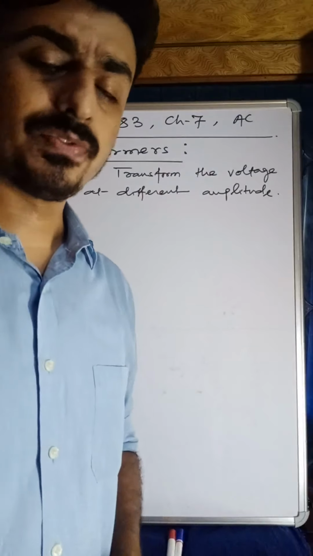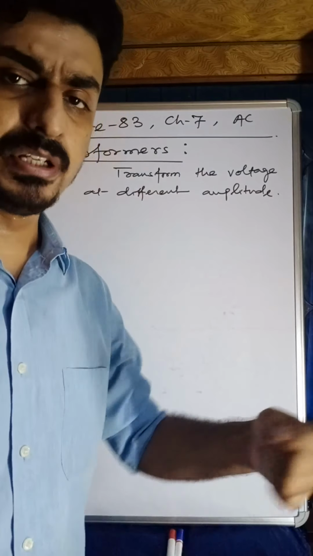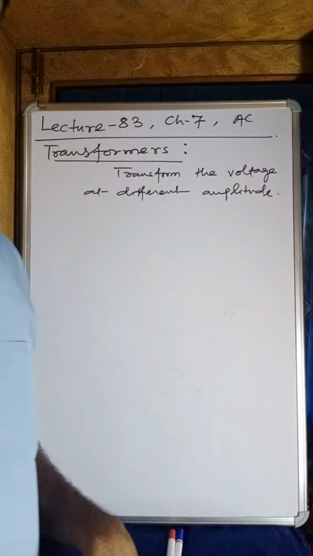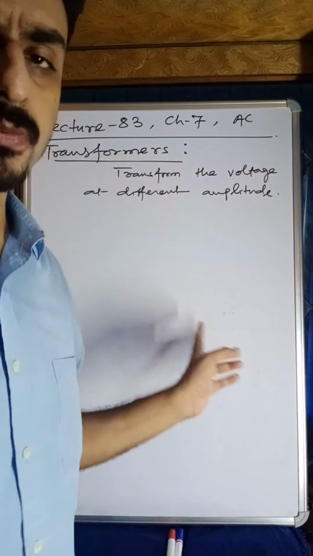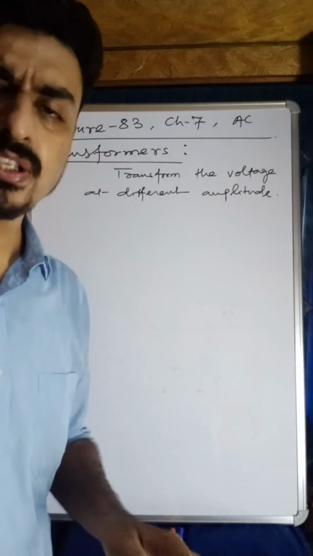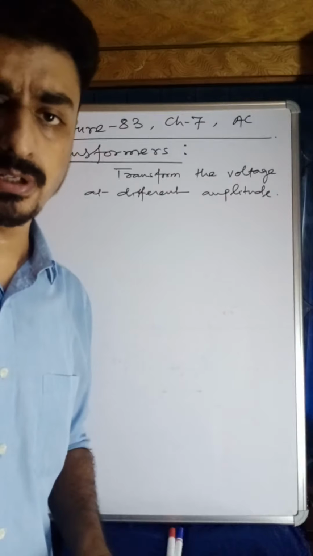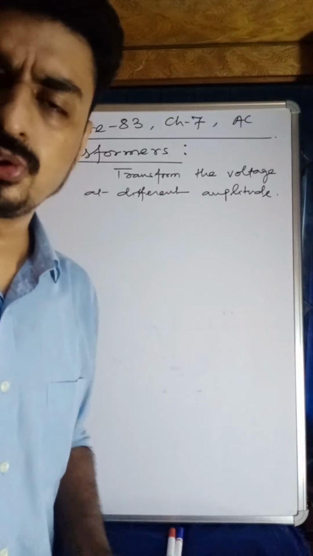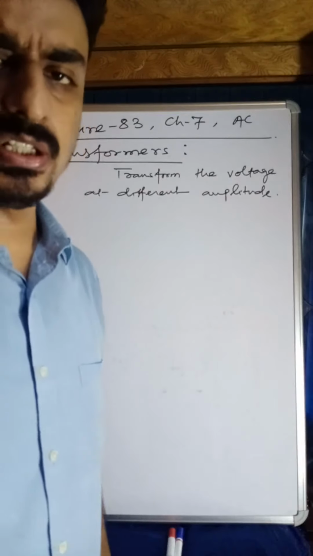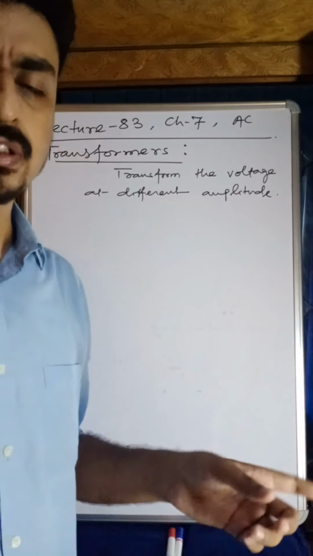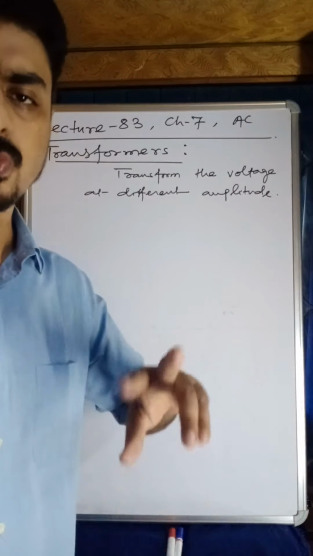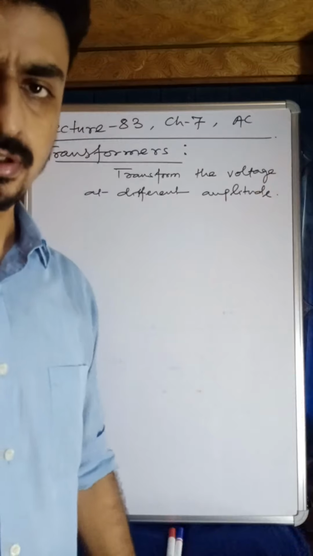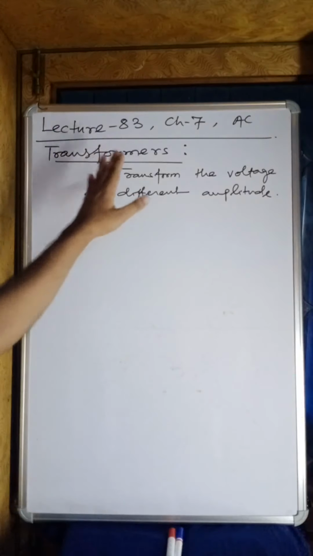But in case of DC current, we know that its amplitude remains constant. That's why this transformer is basically used to transmit alternating voltage. Remember, we don't use it in a DC circuit. All right, if we are using it in a DC circuit, then we have to change the amplitude of the voltage and current as well. Okay, so it is used to transform the voltage at different amplitude.